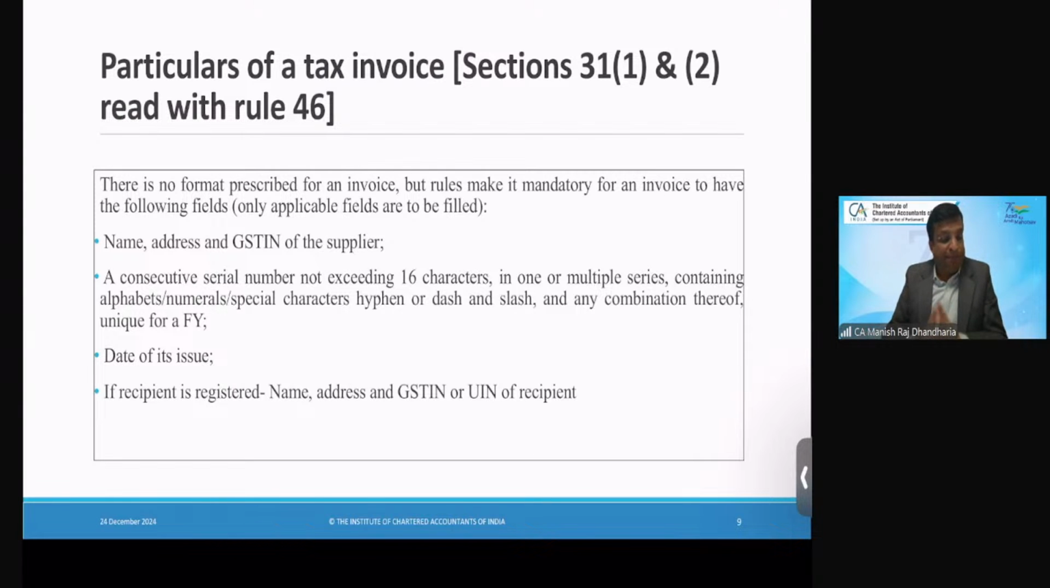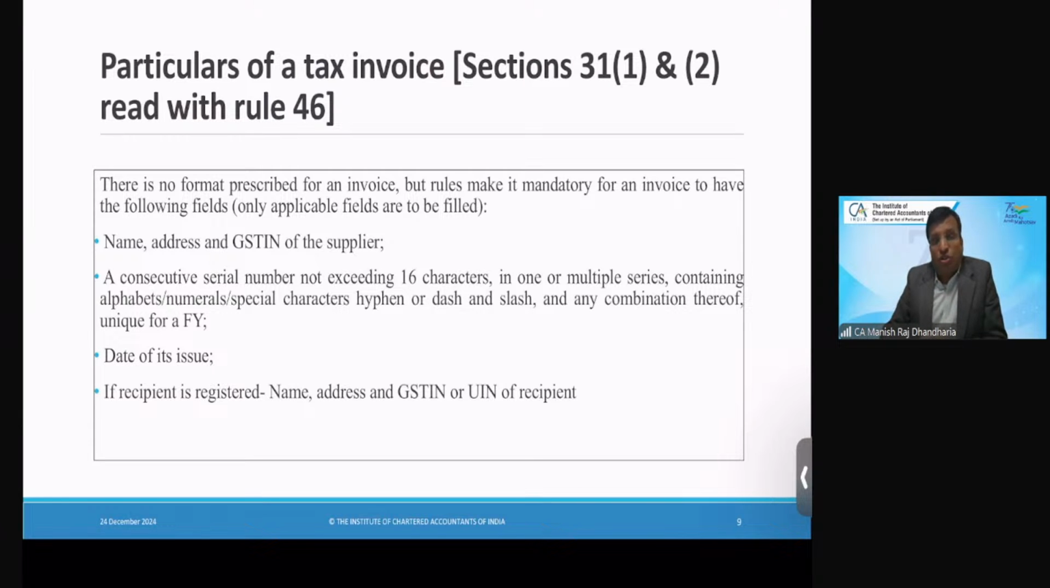The next point was sale on approval or return. If goods are not called back within 6 months, then it will be deemed as supply and you have to issue the invoice. One more case was when the contract ceases in the middle, then the invoice has to be issued when the contract ceases and the supply terminates. So for whatever supply was made up to that point, on that basis, the invoice has to be issued.